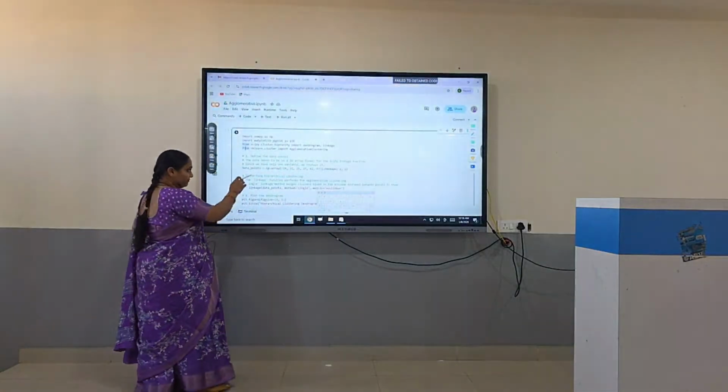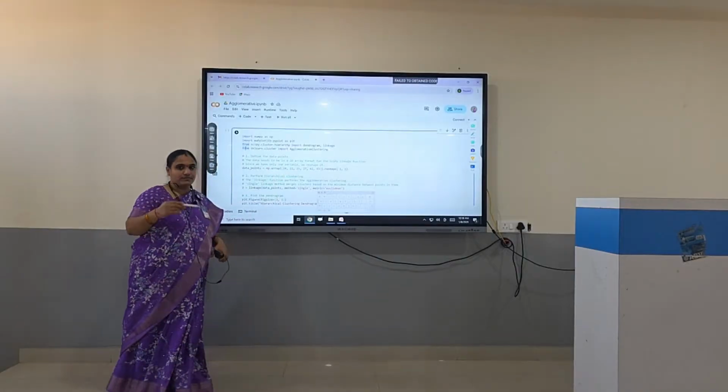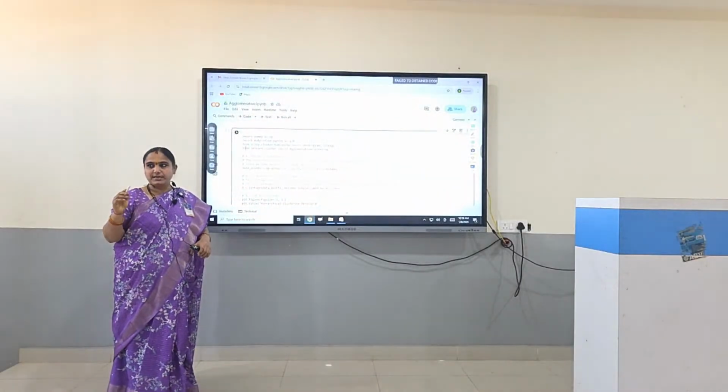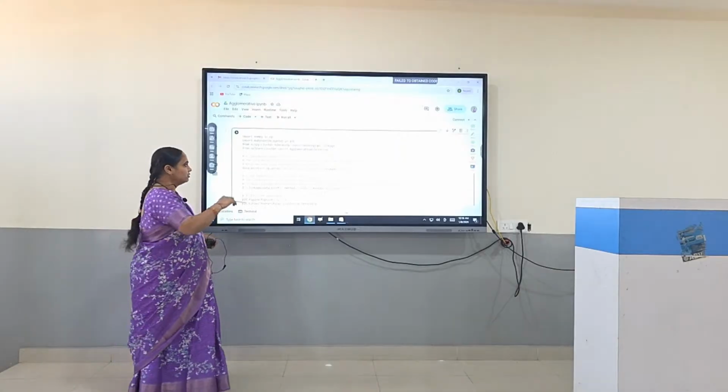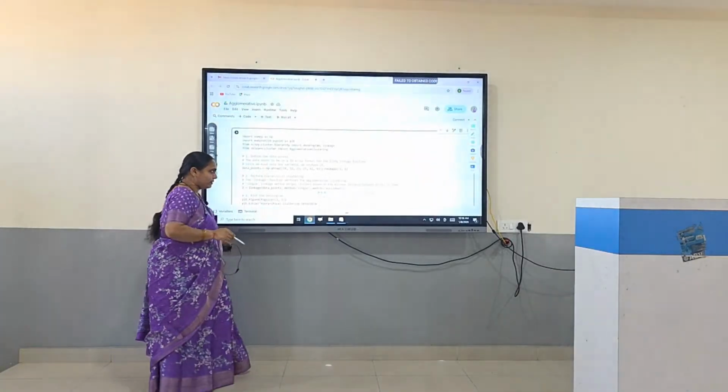After that, first define the data points. What do we need to do here? We need to define all the data points we have. So first, you need to define the data points.